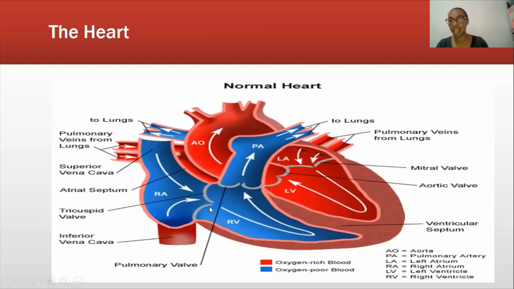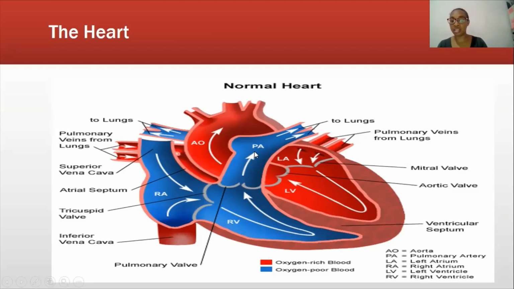Now, valves serve one main function, and that is to prevent the backflow of blood, or to support flow of blood in one direction. So it passes through the tricuspid valve and into the right ventricle. From there, it passes through another valve called the pulmonary valve and enters the pulmonary artery.